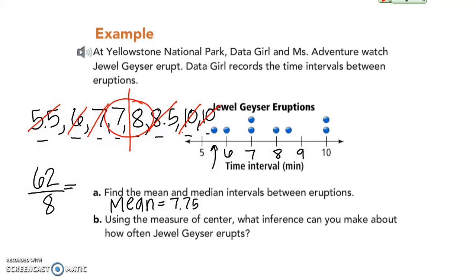So I have to just add those and divide by 2. 7 plus 8 is 15. Divided by 2, that's going to give me 7.5. So my median equals 7.5.